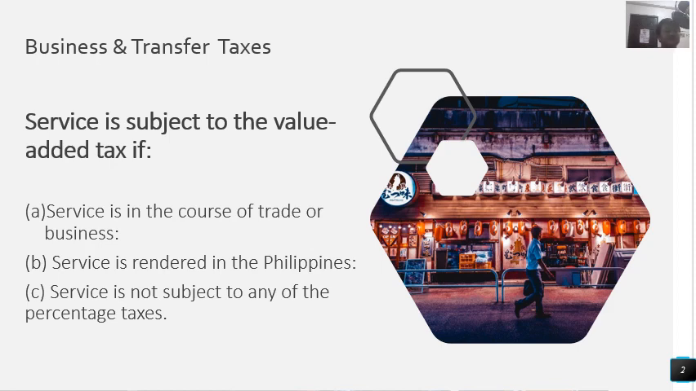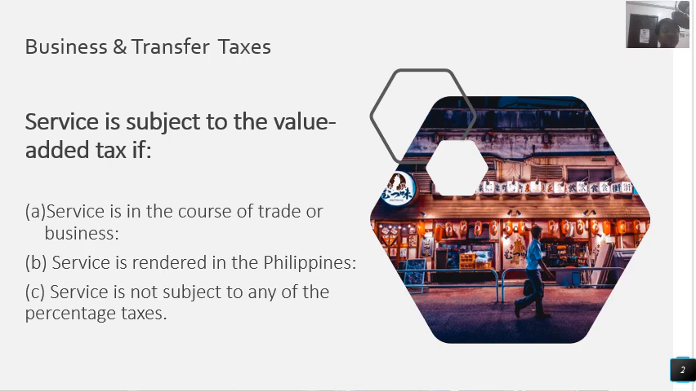So, hindi siya considered na in the ordinary course of business kung minsan lang ginawa yung service. Ganun din yung sale of goods. Kung minsan ka lang nagbenta, hindi magkakwalify as in the ordinary course of business. Sabi nga natin noon, i-review lang natin. So, it should be repetitive. Paulit-ulit, habitual.